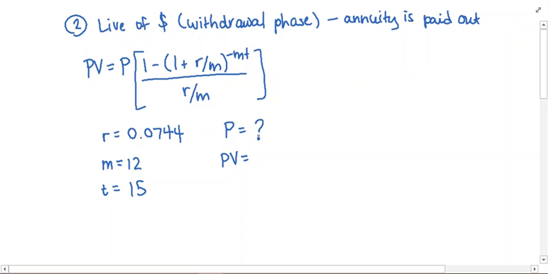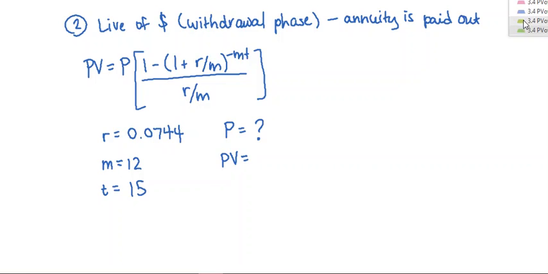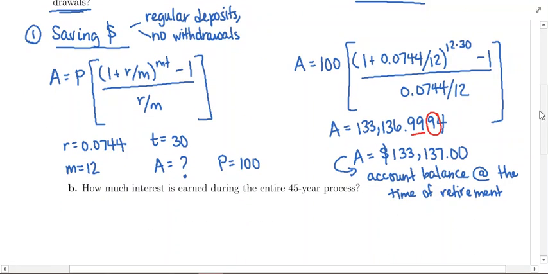So what is the present value? Present value is the amount of the one lump sum that has been invested in order to pay out the annuity. Well, what is the one lump sum that is going to pay out this annuity? It's the amount of the nest egg. So in this second phase, this $133,137, that is your present value.